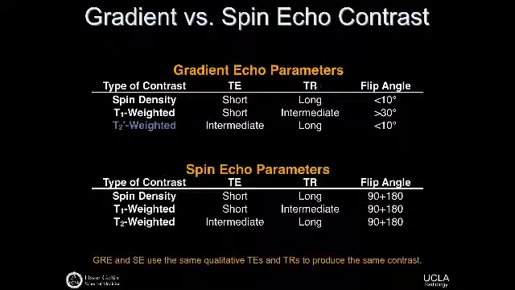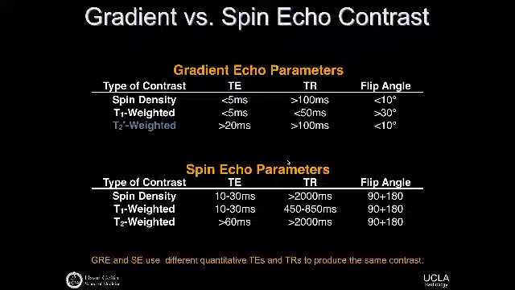So here we can see for a spin echo sequence, if I want spin density weighted, I need a short TE and a long TR. Our flip angle is always going to be that 90-180 pair. What you need to be mindful of, though, is that even though we say short, long and short, long for, say, the gradient echo and spin echo images, the actual numbers we use can be pretty different. And so I won't belabor the point.